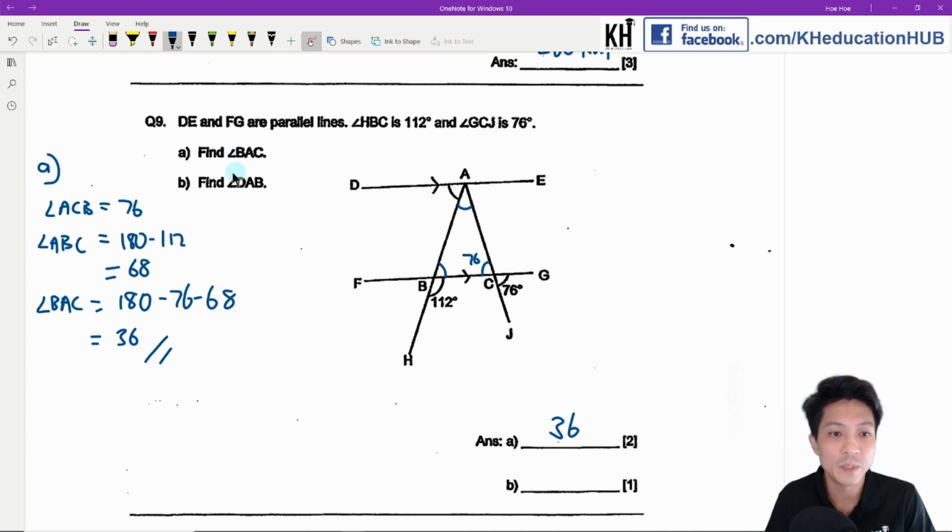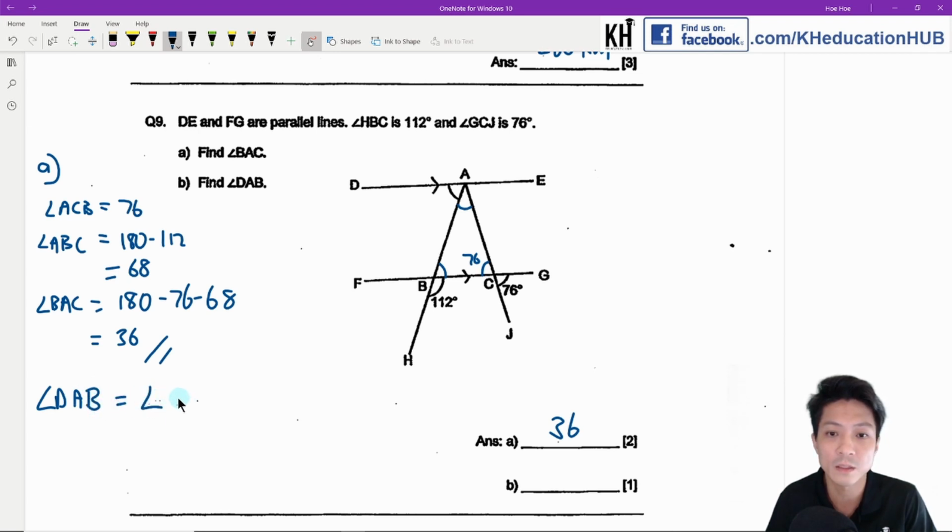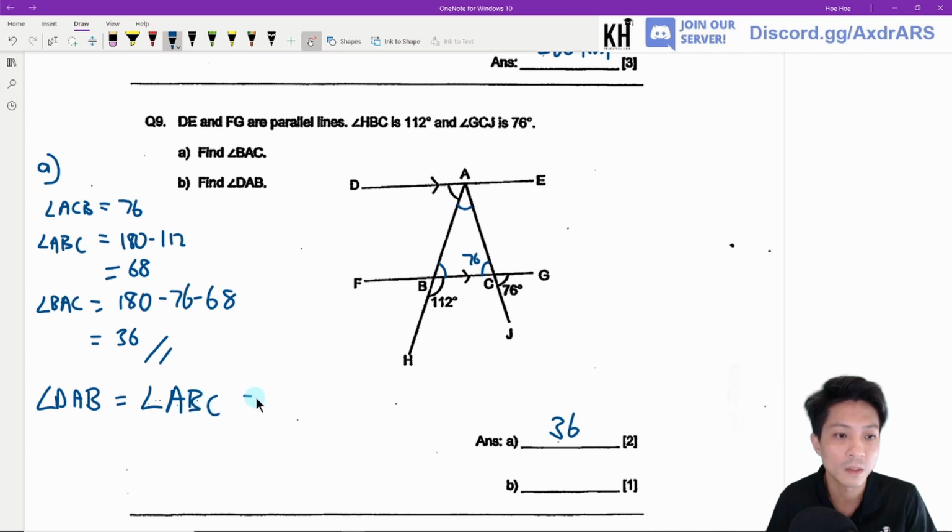Now for part B, I need to find angle DAB, this angle over here. Using alternate angles, I know that angle DAB is equal to angle ABC, which is equal to 68.